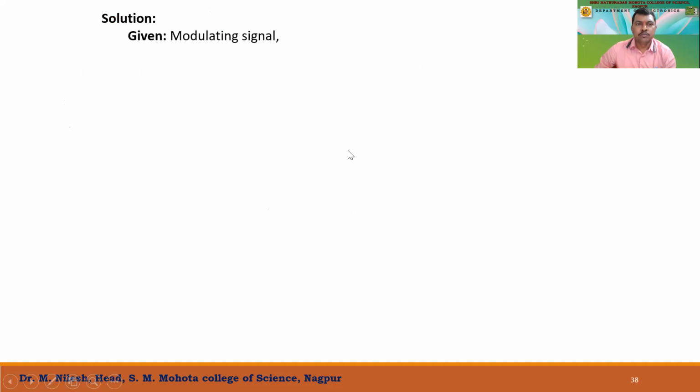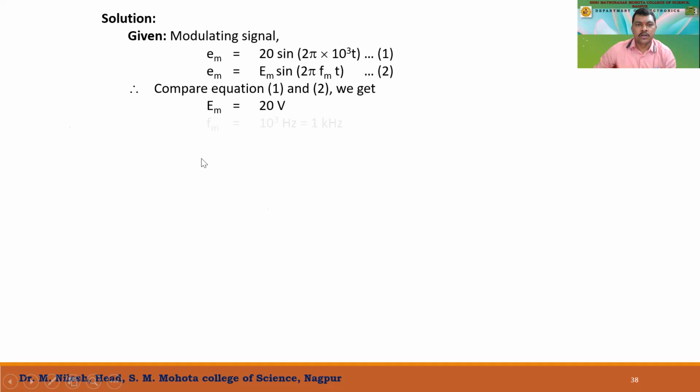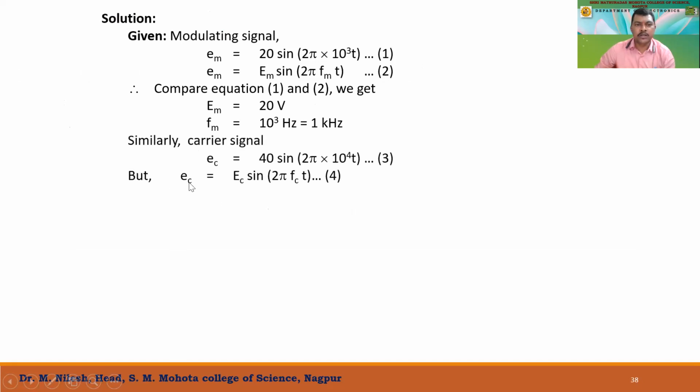This is the solution. The modulating signal is 20 sin(2π × 10^3 t). This is equation 1, and we can compare this with the standard equation. So we can find that 20 is equal to Em, and fm will be equal to 10^3 hertz, that is 1 kilohertz. And then similarly, the carrier signal can be equated with the standard equation, and we can compare both of them and calculate the amplitude of the carrier as well as the frequency of the carrier, that is 10^5 hertz, which is nothing but 100 kilohertz.